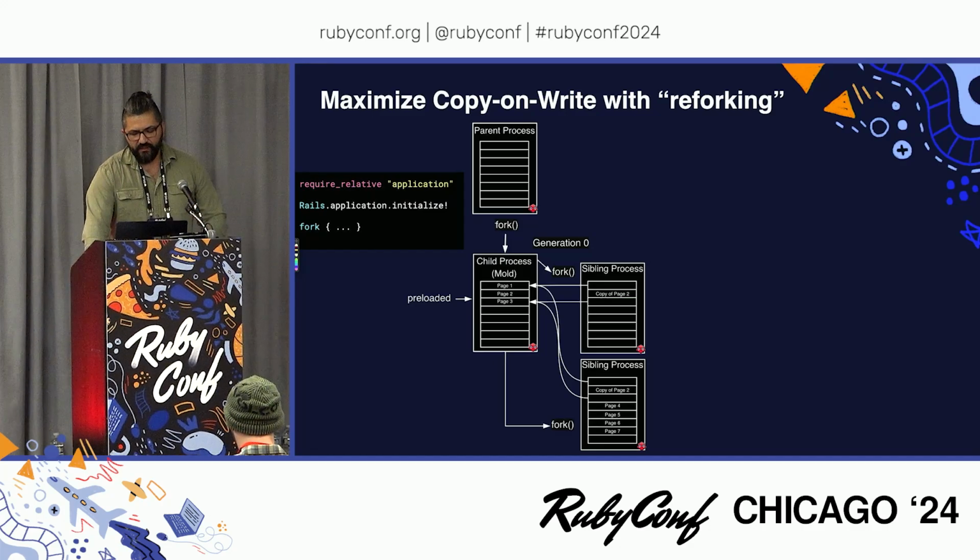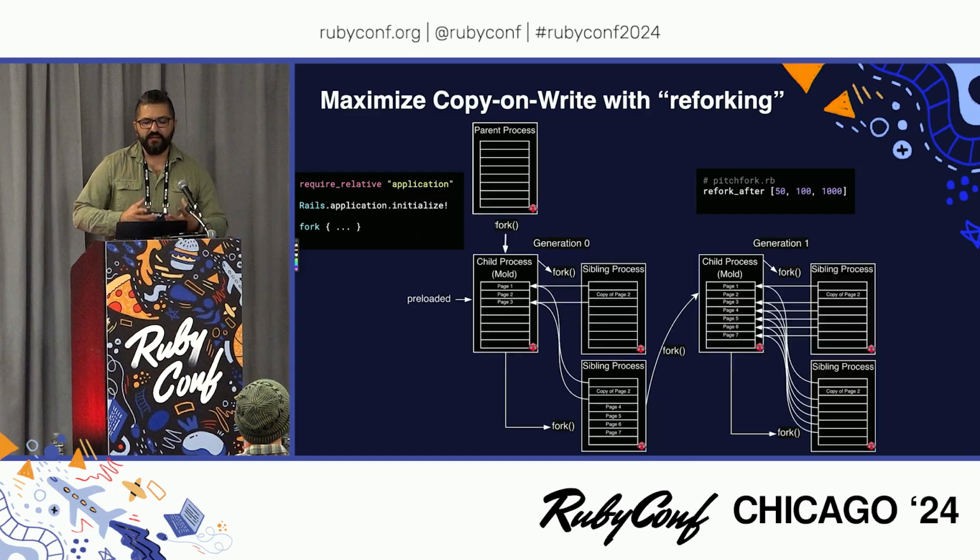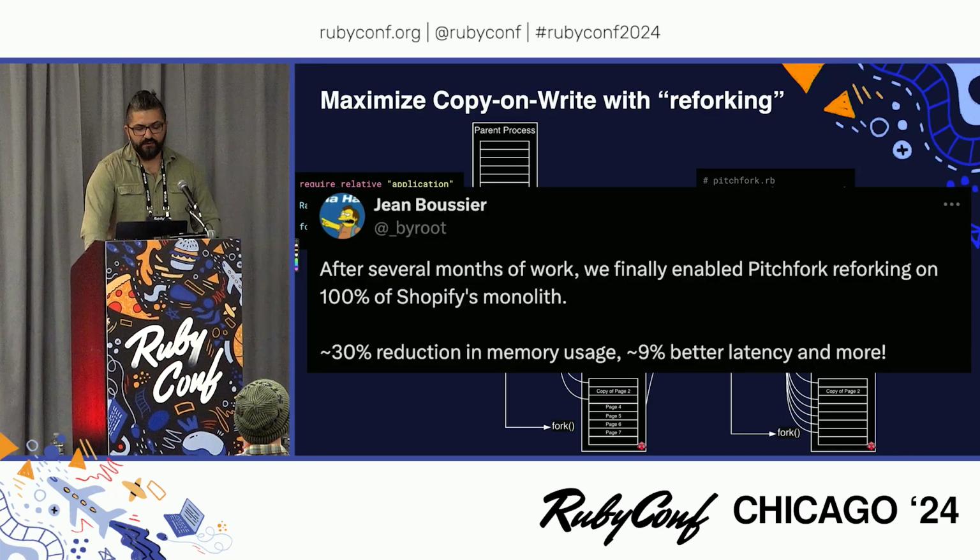Where things really get cool is with Pitchfork, it has something called refork after, which means that after a certain number of web requests, it'll actually fork again from that mold process. And what that means is we've gotten lots of web requests. We've done all our initializers. Memoization may have happened. A lot more YJIT may have happened at that point. All of that stuff is now reforked and able to be shared with a next generation of processes. And so in this case, we went from 3 pages of memory to many pages of memory, a much more warm application, and it continues to do that at different intervals. Here we have 50, 100, 1,000. At Shopify, it reduced their memory usage by 30% and their latency by 9%.